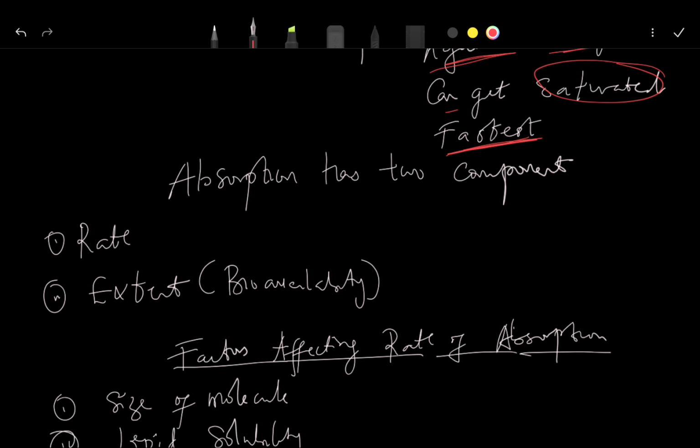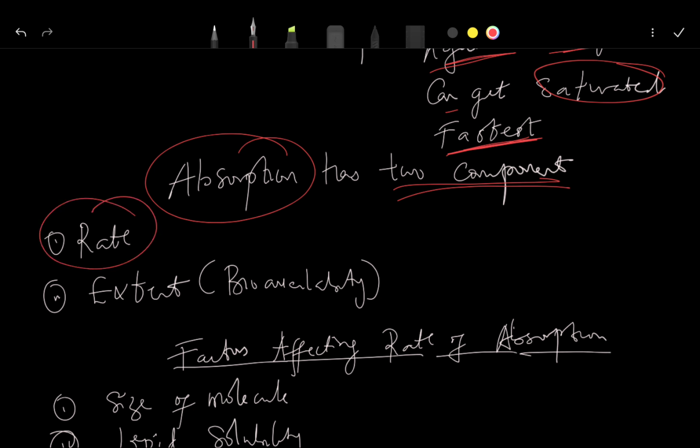Take note now that absorption has 2 main components: the rate of absorption and the extent of absorption. The rate of absorption tells you how fast the drug is being absorbed, but the extent of absorption tells you the amount of drug that gets to the circulation. It is also called bioavailability. What is the fraction of the drug that gets to the systemic circulation? That's what we call bioavailability, and that is what we refer to as extent of absorption.